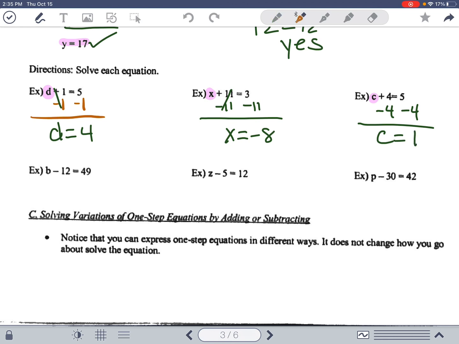Okay, those are your answers to the top 3. I showed my step, my inverse operation, circled my correct answer. You need to try the next 3.